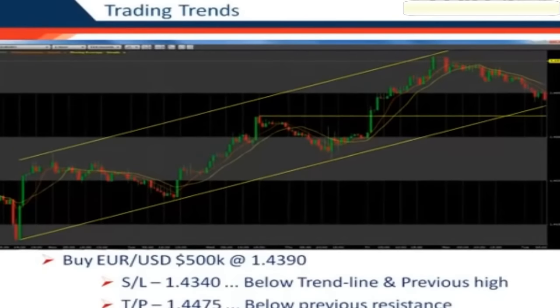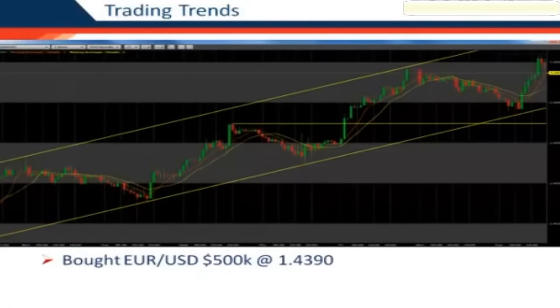We want to be a buyer of euro at 143.90 with a stop loss if the trend breaks at 143.40 and a take profit if the trend continues at 144.75. In this case, we're risking 50 points to make 85 points. So the risk reward is very, very good. So let's see what happened.